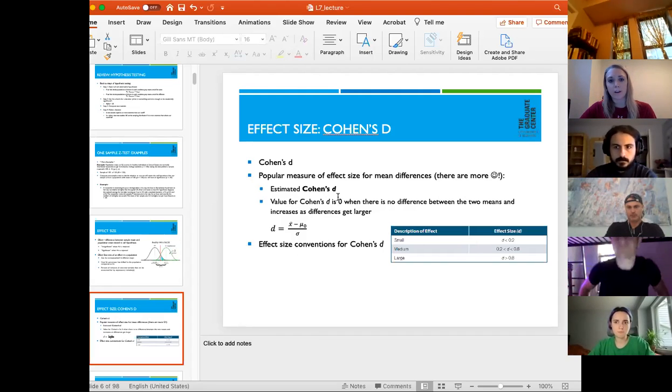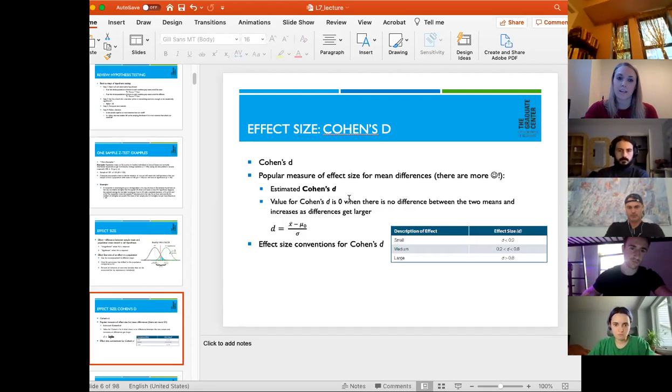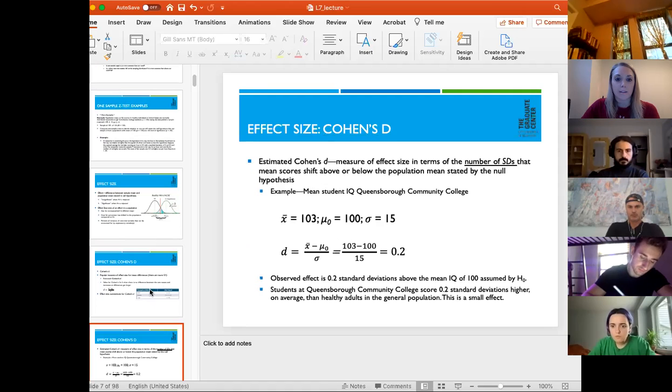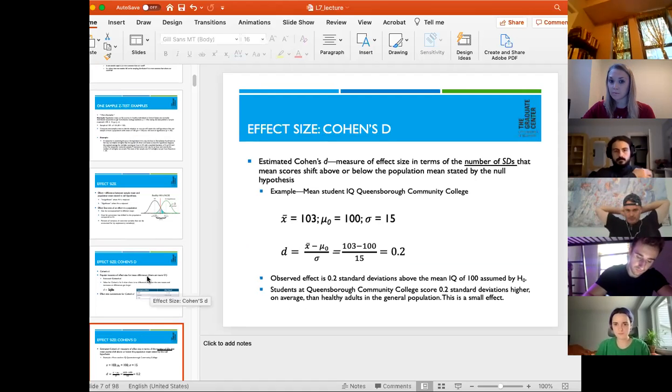So your value for Cohen's d, whenever it's 0, means there is no difference between the two means. And then this increases as they get larger, which makes sense because we're subtracting the population mean from the sample mean, and then we're just standardizing it into standard deviation units. So if you're doing a z-test and you want to get Cohen's d, you're going to divide it by the population standard deviation. But if it's a t-test, you're going to divide it by the sample standard deviation instead, the n-1 based one. Is that right? Yeah.